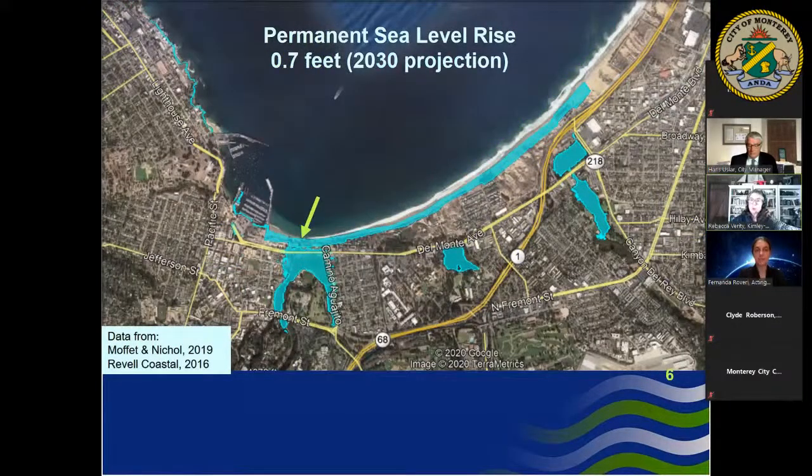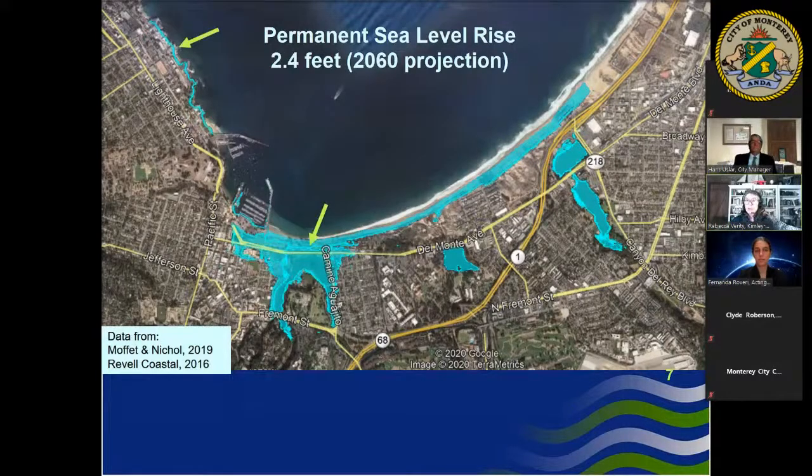So this shows you permanent sea level rise at less than a foot, 0.7 feet, and the flooding that would happen. You'll see the arrow points to downtown because that's the first major road that floods. Advancing forward, 2.4 feet, there's another arrow up by Cannery Row, and the arrow around the downtown has gotten larger. Cannery Row, I want to be very clear, does not itself flood directly from sea level rise at 2.4 feet, which is about a mid-century prediction, but waves from a large storm could reach the road. So the Cannery Row road, that's wave impacts. Downtown, that area is permanently underwater at all tide levels.